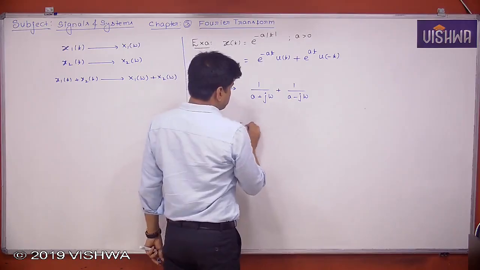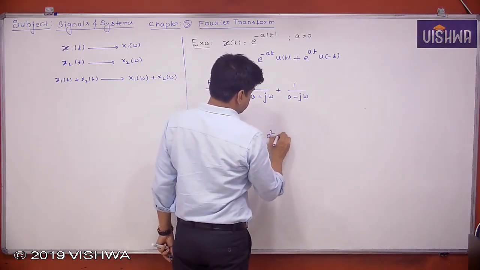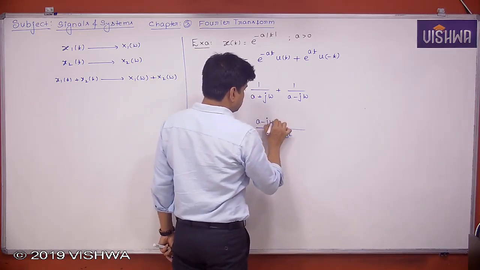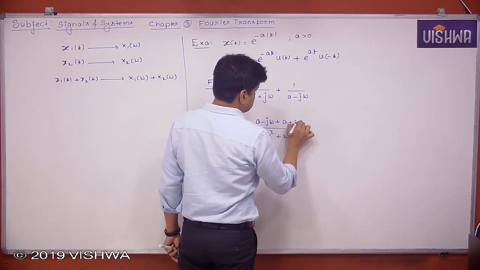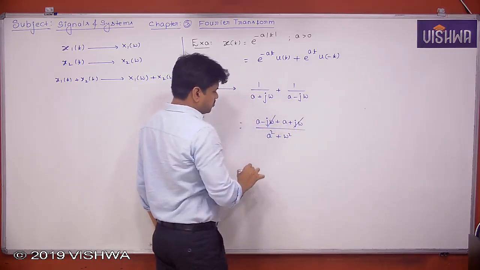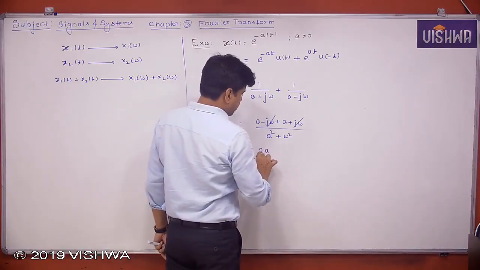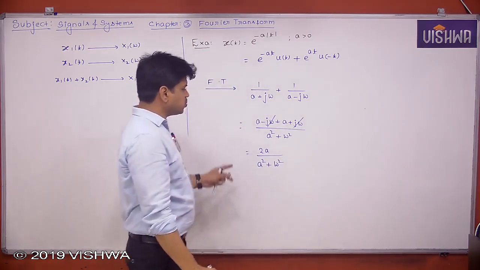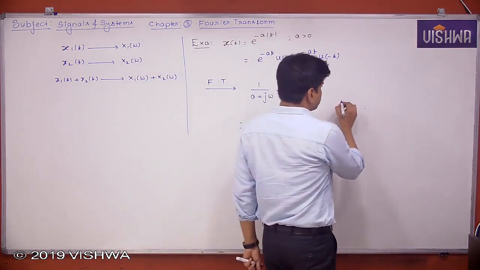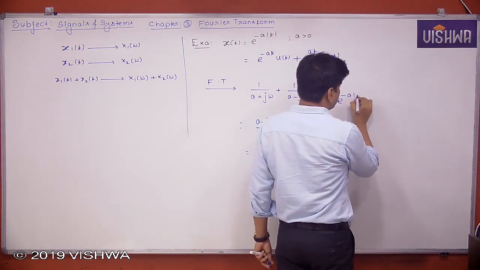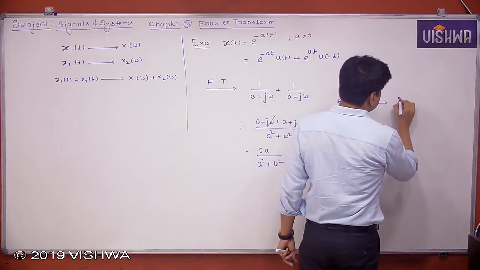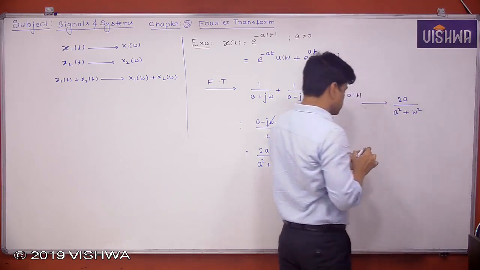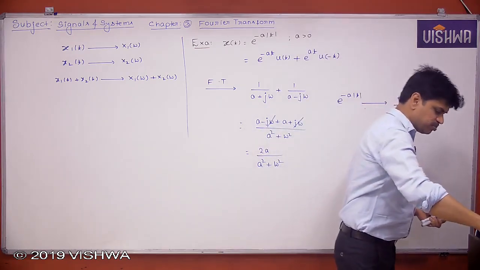Now, if I combine them, the LCM is a square plus omega square. Then the numerator is a minus j omega plus a plus j omega. The j omega terms get cancelled. Finally, this is 2a by a square plus omega square. So the Fourier transform of e power minus a mod t is 2a by a square plus omega square. It is also a standard result, you have to remember.